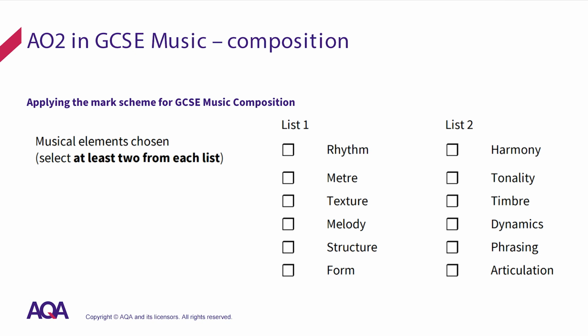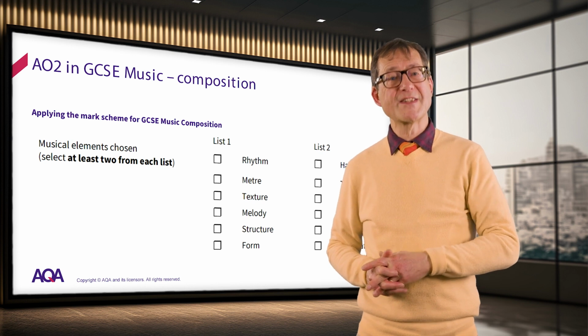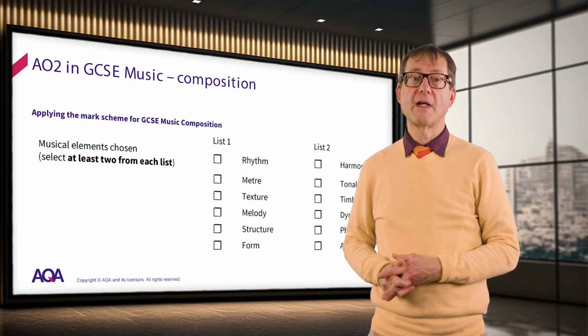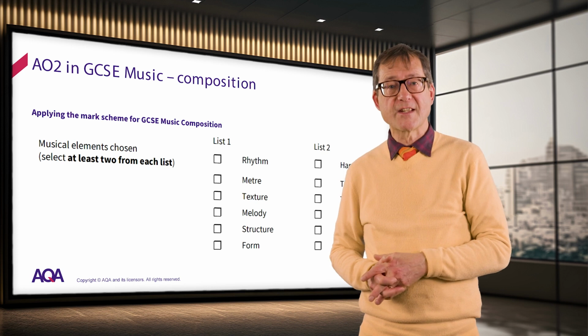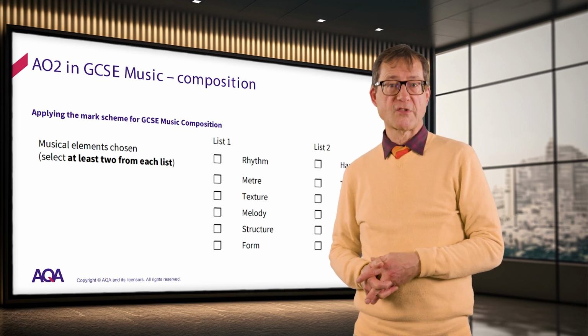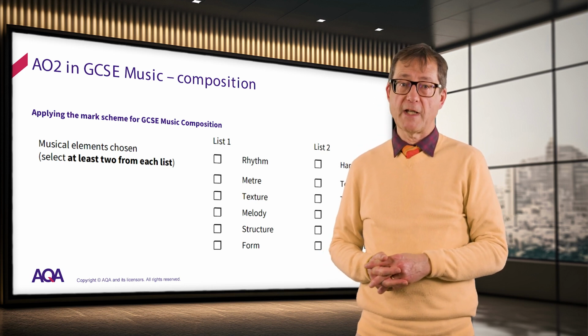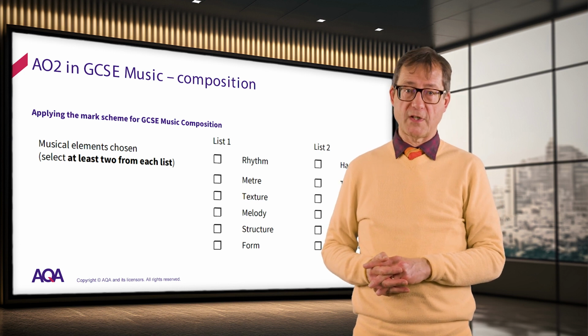The candidate's record form asks students to tick elements they have focused on, at least 2 from each list. The musical elements are central to the whole specification. Their constant use across the components should help students with their understanding of them. Compositions are marked holistically, as a whole. It is very hard for a piece that is inconsistent in one or more elements to achieve the highest marks available in the top band of the mark scheme.